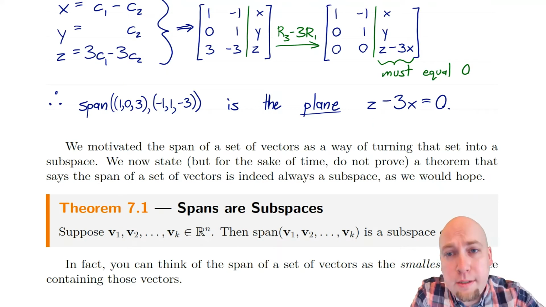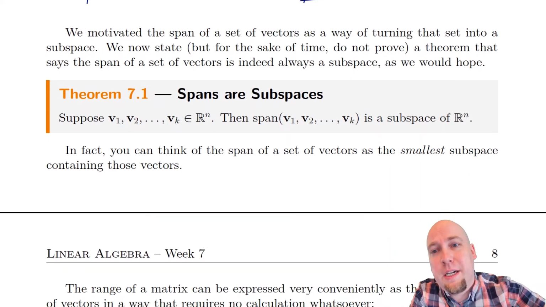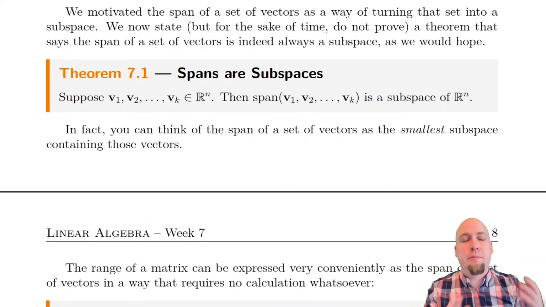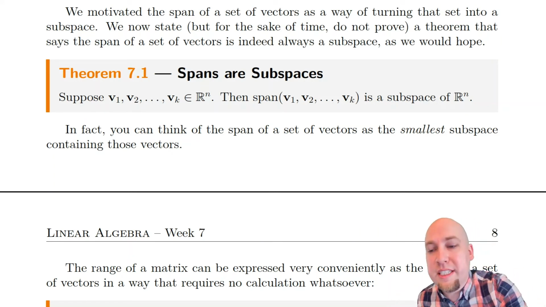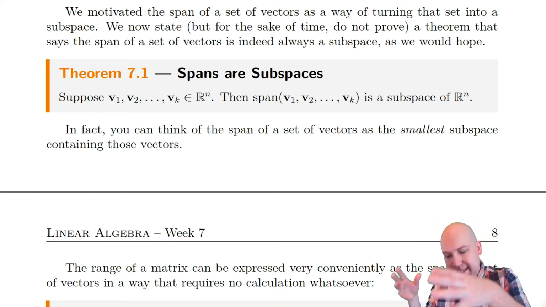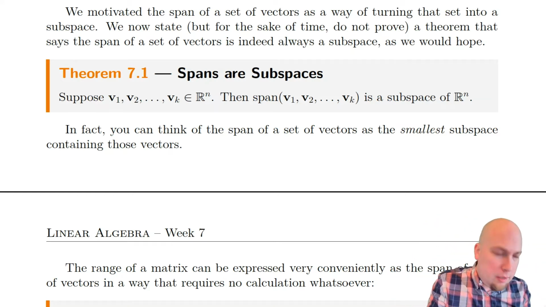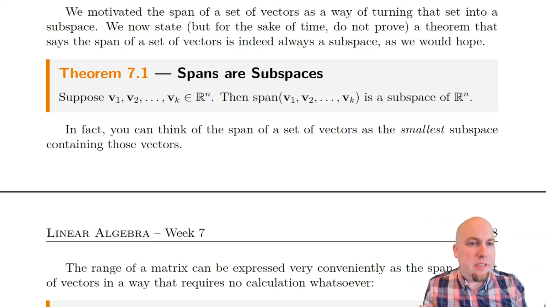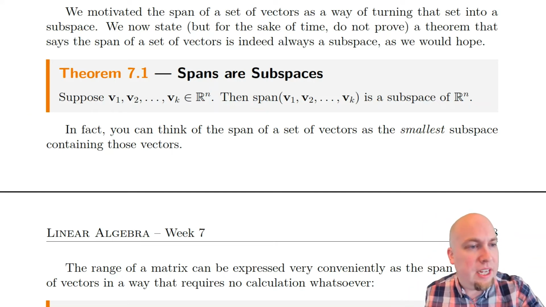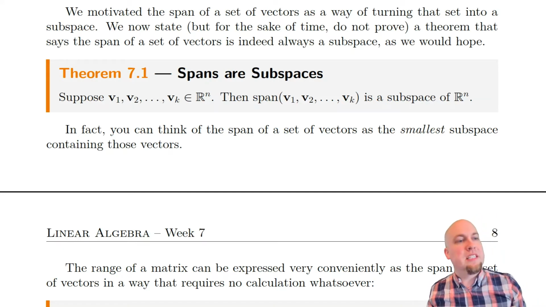So we're going to round out this lecture with a couple of theorems to help us understand the span of a set of vectors a little better. The first theorem just justifies what we've been saying all along. Why did we introduce the span of a set of vectors? To turn a set into a subspace. Theorem 7.1 says that this actually happens: if you construct the span of any set of vectors, you really do get a subspace of Rn.